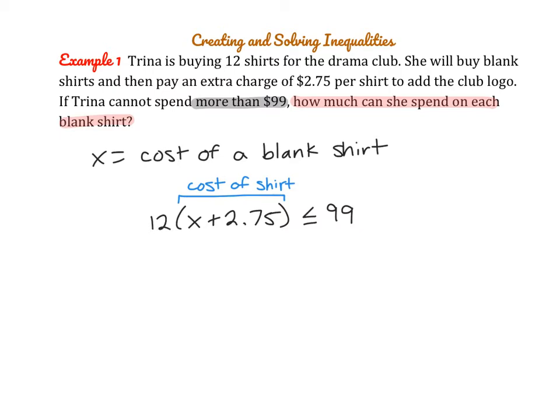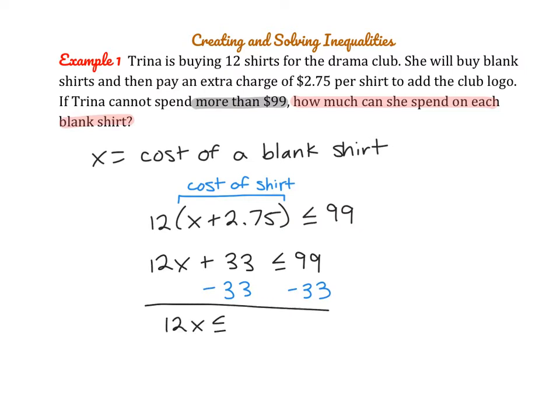So now we can solve this inequality so we know the maximum she can spend on a blank shirt. So let's start by distributing. So we're going to do 12 times X, which is 12X. And then 12 times 2.75, which is 33, is less than or equal to 99. And then let's subtract 33 from each side. So 12x is less than or equal to 66. So if we divide both sides by 12, we see that x must be less than or equal to 5.5.